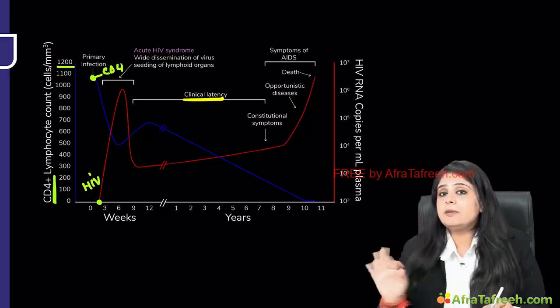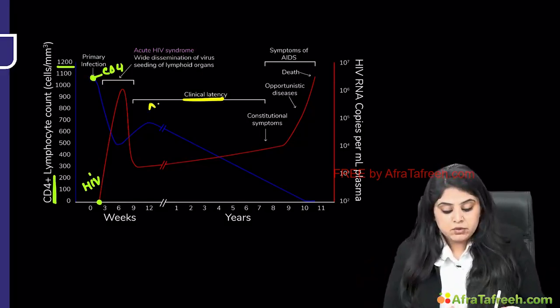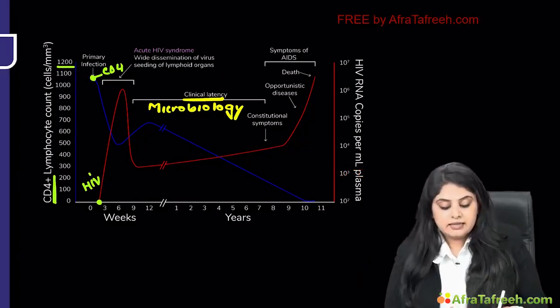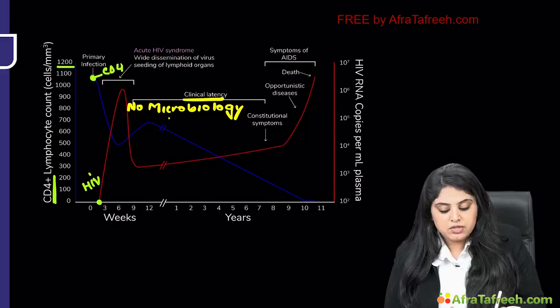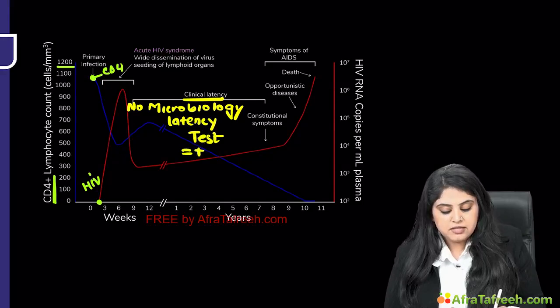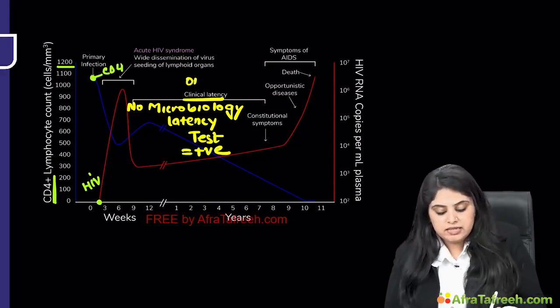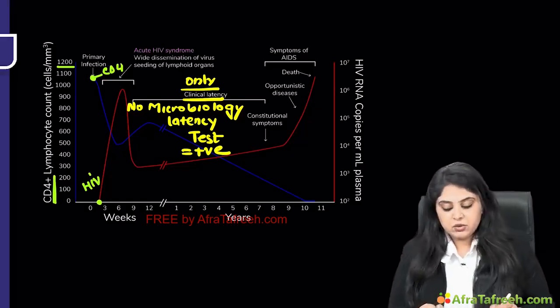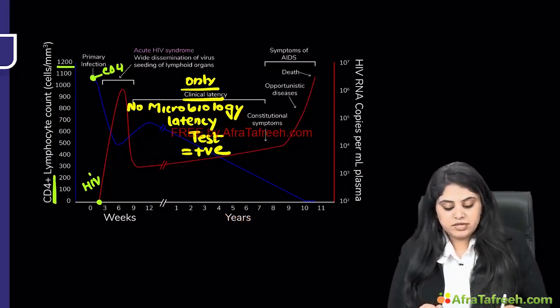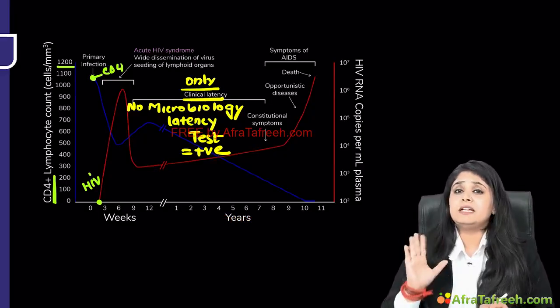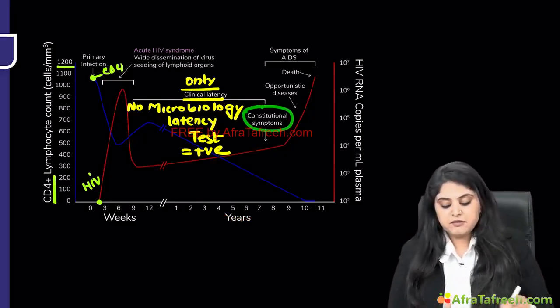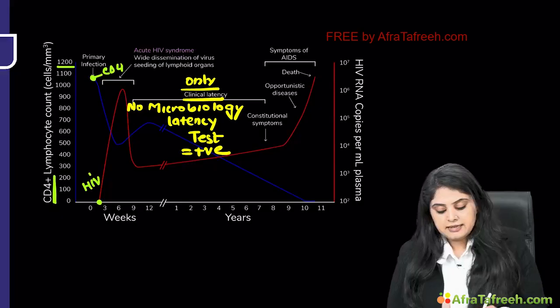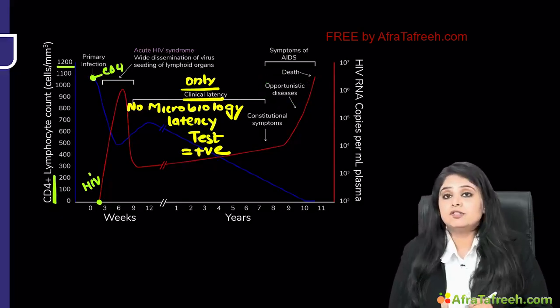Remember, clinically the patient is looking fine, but if you do microbiology HIV testing, that is not latent. There is no microbiology latency that is noted. Meaning the testing done at this phase will still come out to be positive. It is only a clinical latency, not a microbiological latency. Once this phase is over, and this phase can go on for even up to 10 years, then comes a phase of constitutional symptoms, and then the patient is going to have opportunistic infections.